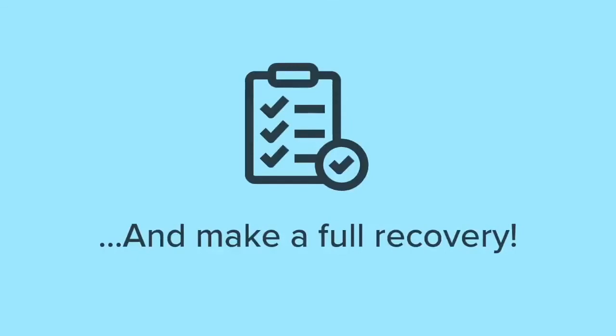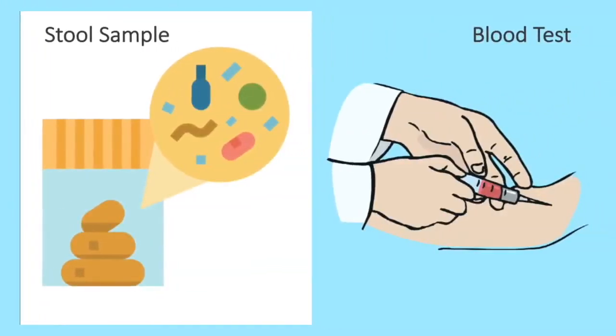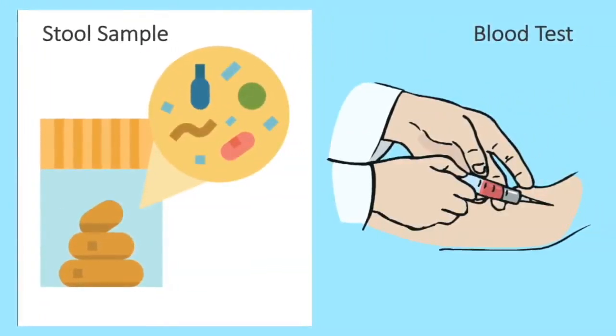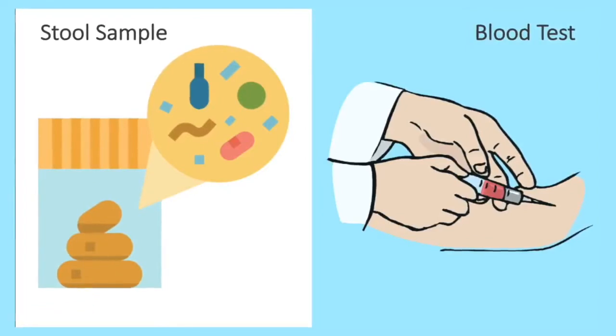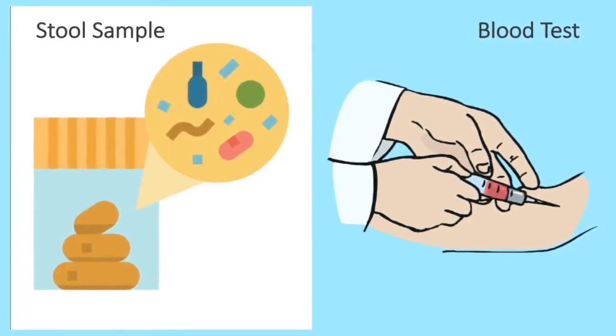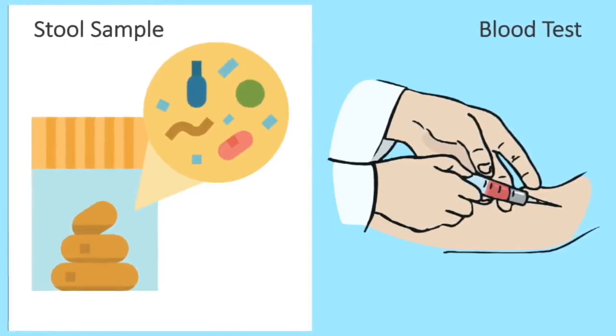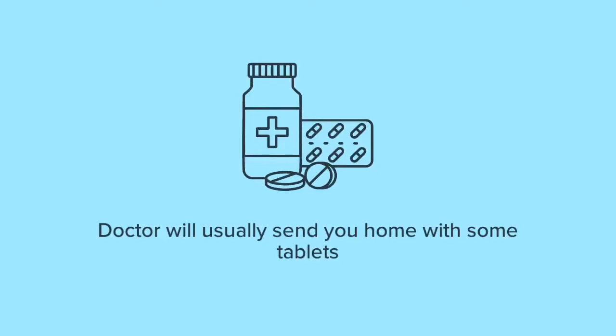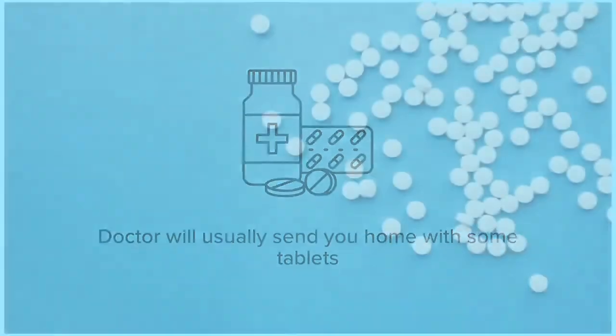The good news is that if you get proper treatment early, you have a really good chance of making a full recovery. After reaching out to the doctor or another healthcare professional, you'll usually need to get a blood test done or provide a stool sample to confirm that you've been infected by the typhoid bacteria. Once this is done, you'll probably get sent home with some antibiotic tablets, as well as some instructions on how long you need to take them for.